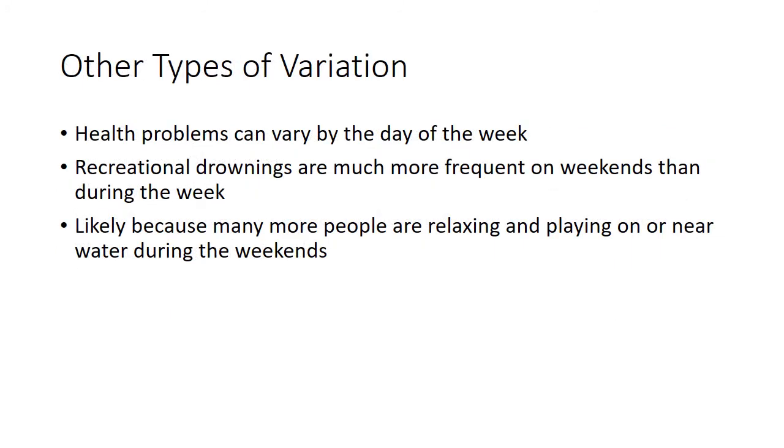There are other types of variation you can see. Certain health problems may vary by the day of the week. For instance, recreational drownings can be more frequent on weekends or on holidays, potentially. Again, this is mainly because of what people are doing. If they're not at school and not at work, they're hanging out at the pool or at the lake. This is when something like that is just more likely to happen.